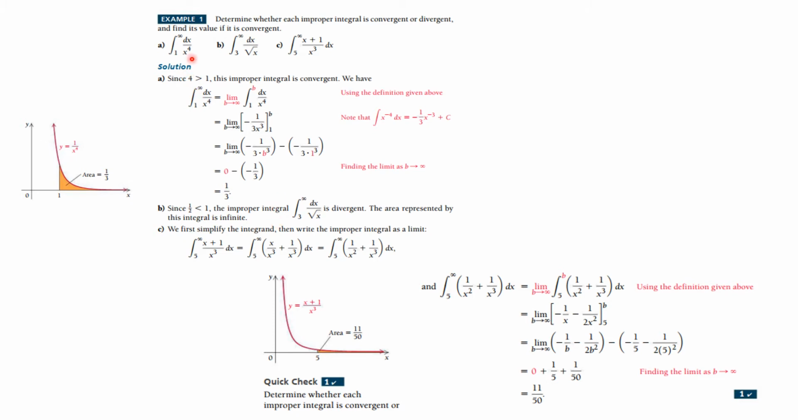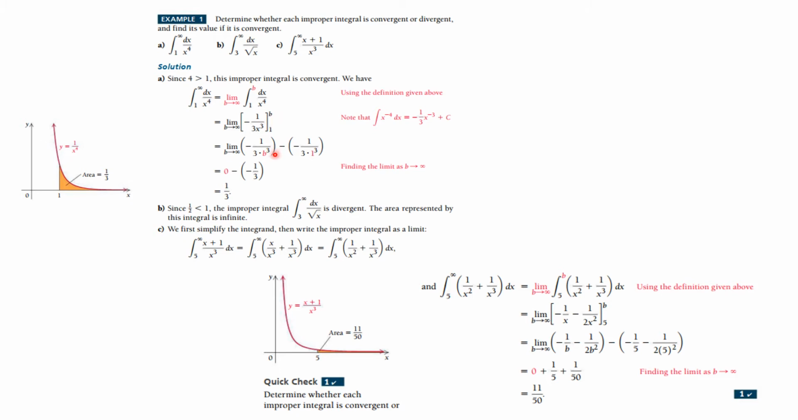Here you can see that 4 is bigger than 1, so it does converge, and here we do the calculation. Again, we use the definition. The integral from 1 to infinity of 1 over x to the 4th dx is the limit as b goes to infinity of the integral from 1 to b of 1 over x to the 4th dx, and we're going to calculate that. We will add 1 to the exponent and divide by the new exponent. Realize that this is x to the minus 4 when you're adding that, so this is the antiderivative, and you should follow all of these calculations.